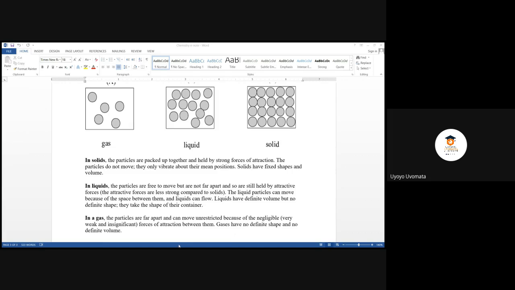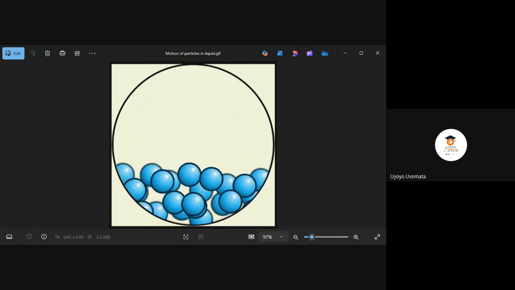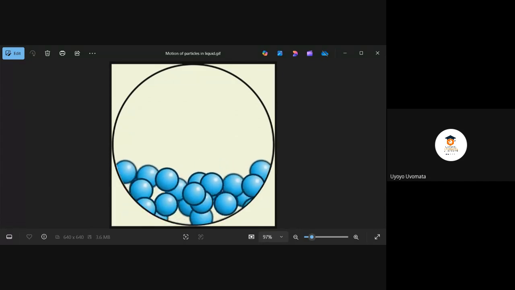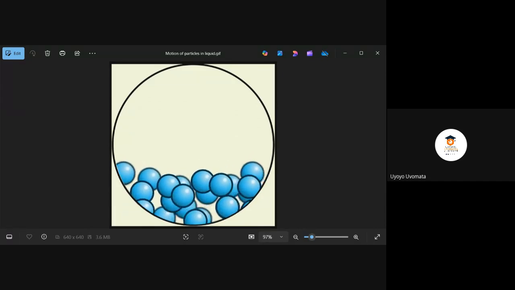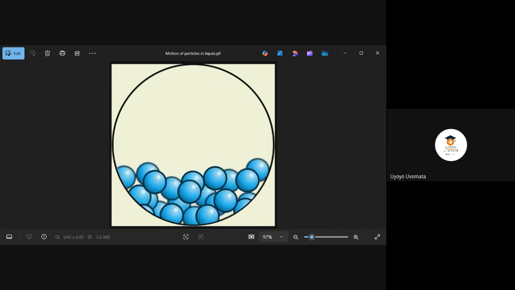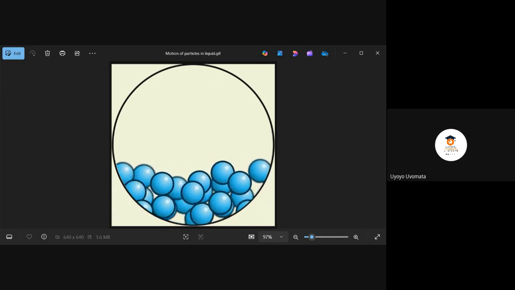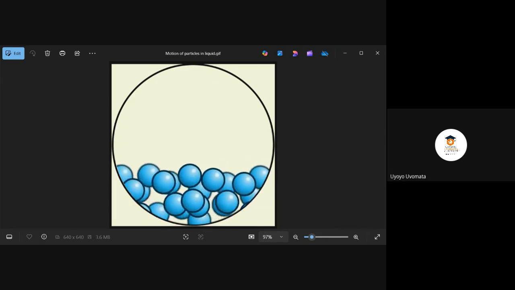Now let us see how the particles in liquid move. So let's see this short video, which will help us understand how the particles in the liquid move. So you can see liquid particles here interacting with one another. They can move, but not very far. Why? Because they are still held by some forces of attraction. That is the idea for particles in the liquid state.